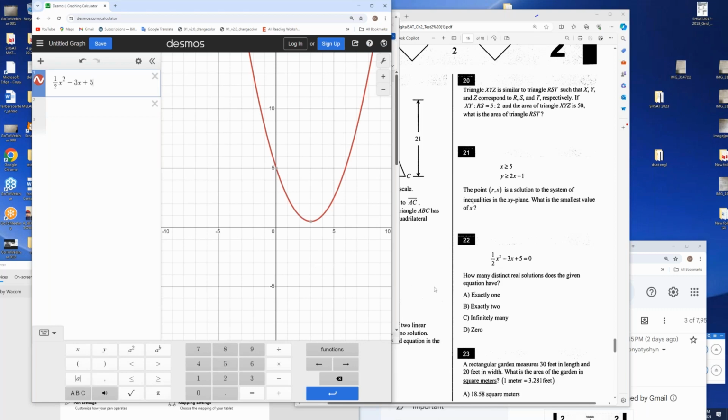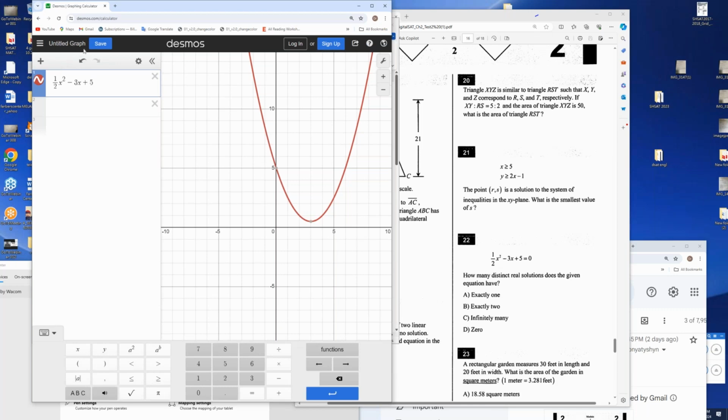How many distinct real solutions does the given equation have? Solution means how many times the graph intersects the x-axis. Zero solutions, and this graph is above the x-axis. So the answer is 0, no real solutions. So far so good. I believe my request, even though the test is not complicated, is to try to do everything, and use Desmos to the maximum.